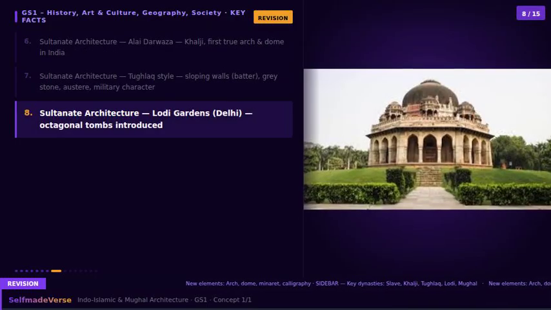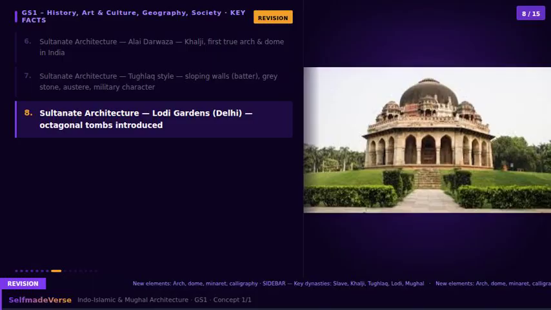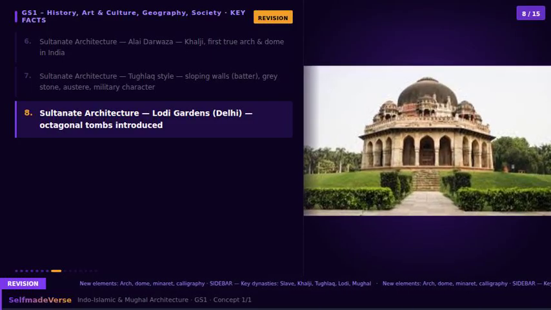Lodi Gardens in Delhi introduced octagonal tombs as a new architectural form under the Lodi dynasty. This octagonal design influenced later Mughal tomb architecture, including elements in Humayun's tomb.